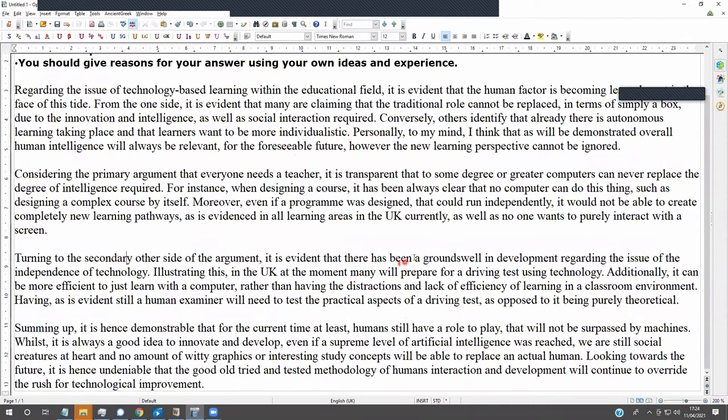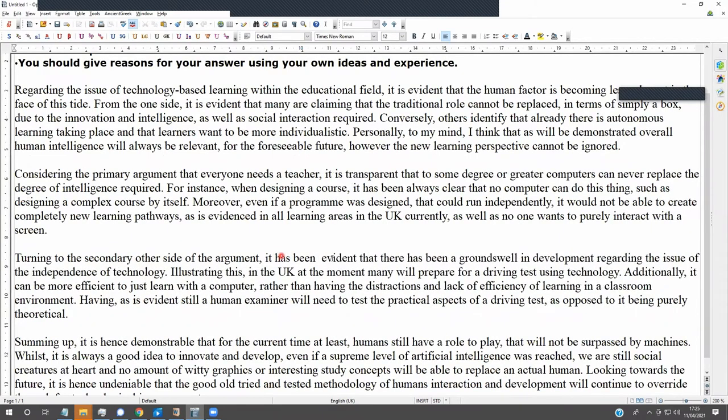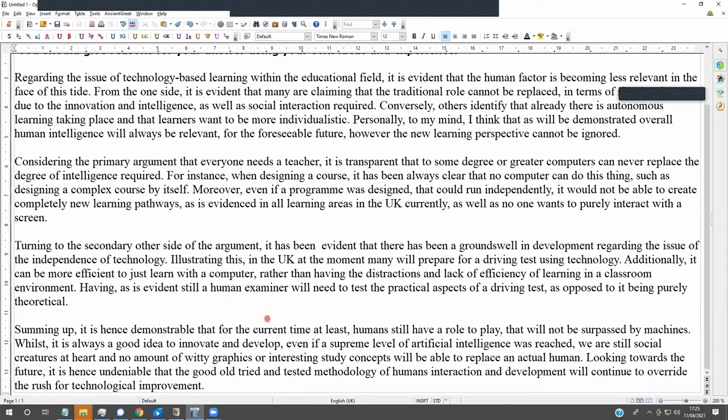Turning to the secondary other side of the argument, it has been evident. So again, using the present perfect, that additionally can be more efficient than having a human examiner. Okay, so we are still looking towards it is hence that, and then I'd like to talk.